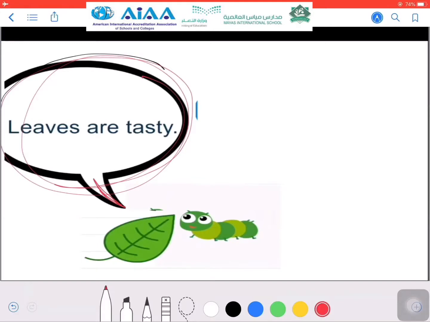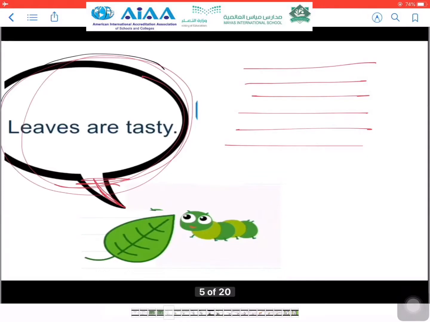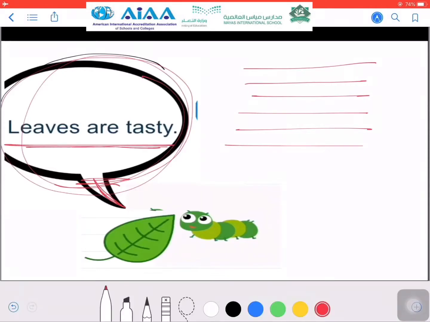But if I'm writing a story, I don't have space to draw a speech balloon every time. I have to write it like a story. What shall I use? Yes, I will use the new punctuation mark, which is quotation marks. Why? To write exactly what was said.